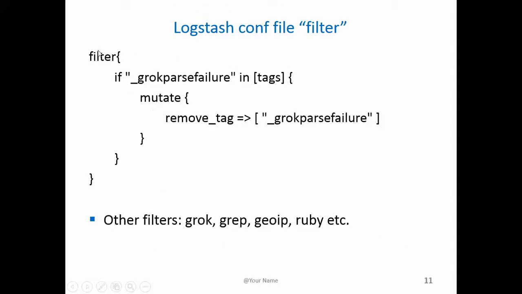This is the filter section of the config file. So you can have several different combinations of filters. Filters can have grok, grep, geoip, ruby. Mutate is another filter that I'm using here in my code.